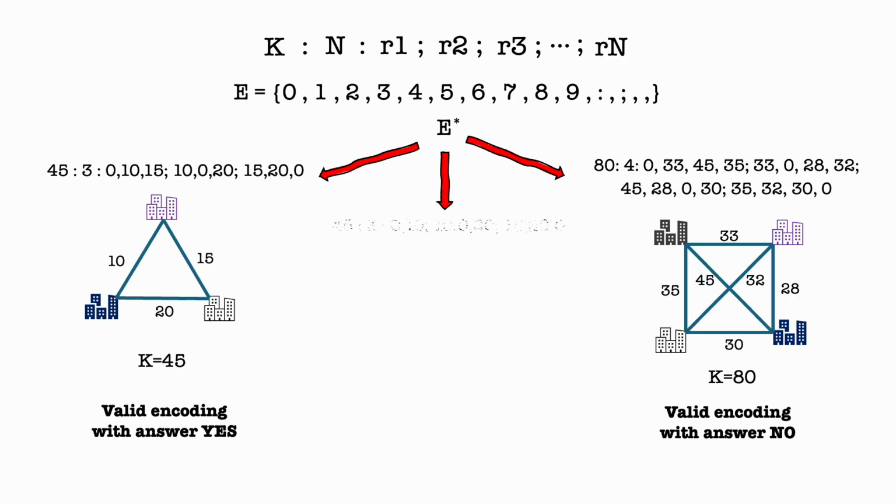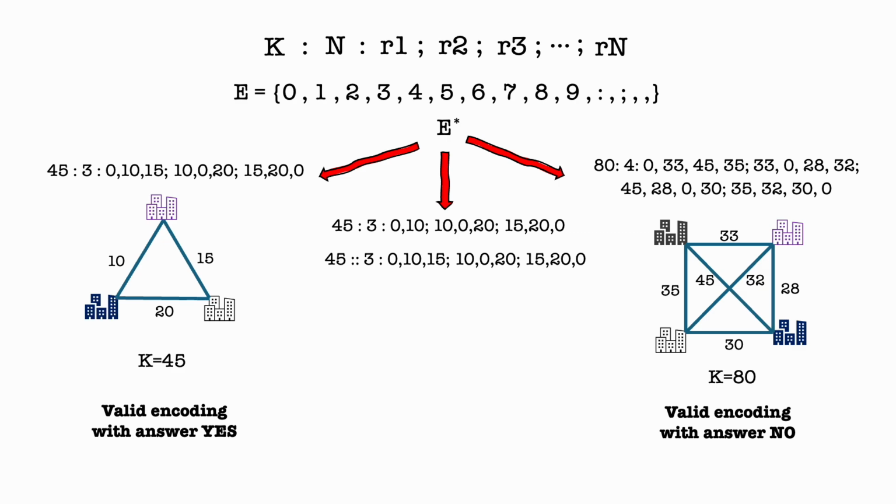Now, let's write another string. This string is not a valid encoding because there are only two entries after the second colon and before the first semicolon, while the number of nodes is 3. If a graph has 3 nodes, the adjacency matrix will be 3 cross 3, and each row will contain 3 elements. Let's take some more strings.